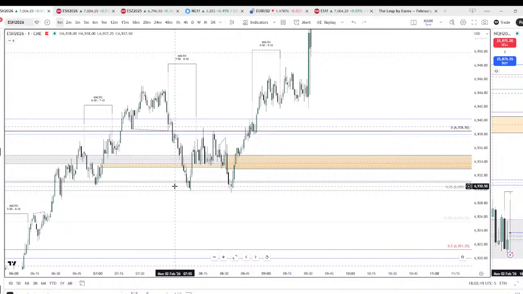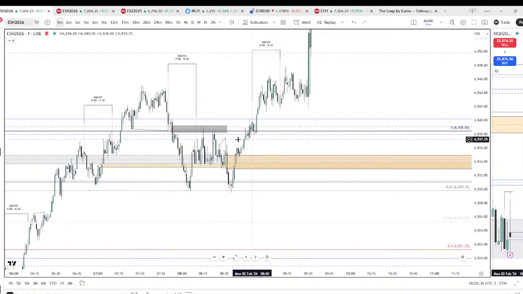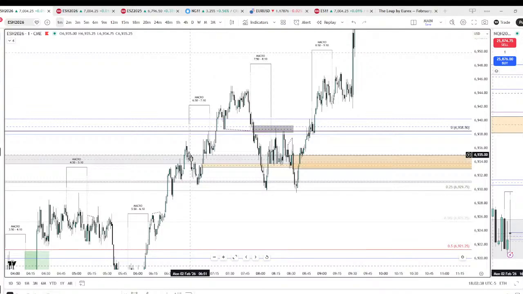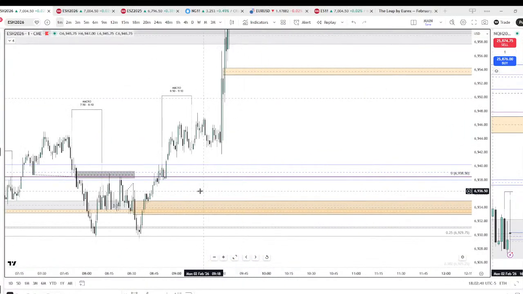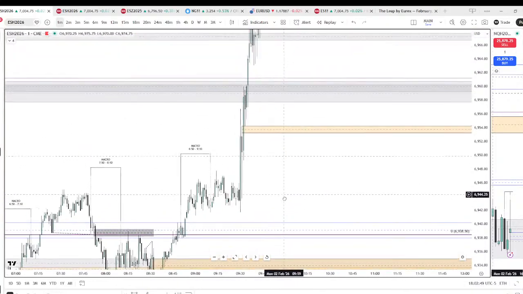We just barely take out that low from the previous macro and we revert back to this new day opening gap where the PD array is created from within that macro. Right there, from the midpoint 38.75 down to 30 even.